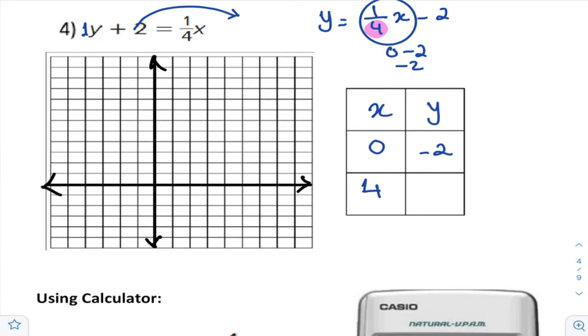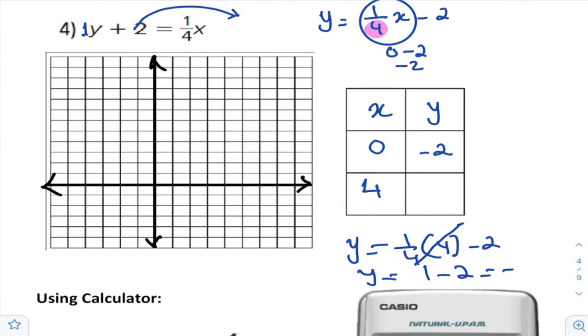So y is 1 over 4 times 4 minus 2. And y will be 4 times 1/4 times 4, which is 1. 1 minus 2 is negative 1. And now we have 2 points, 0 and minus 2 over there on the y-axis, and 4 and minus 1. I'll go to 4 and down to minus 1 here. And this is the second point, and I will match for sure.